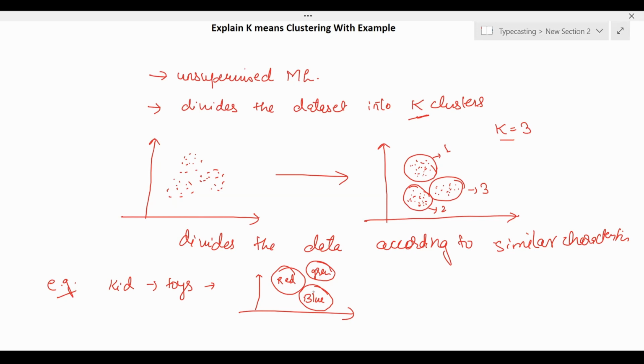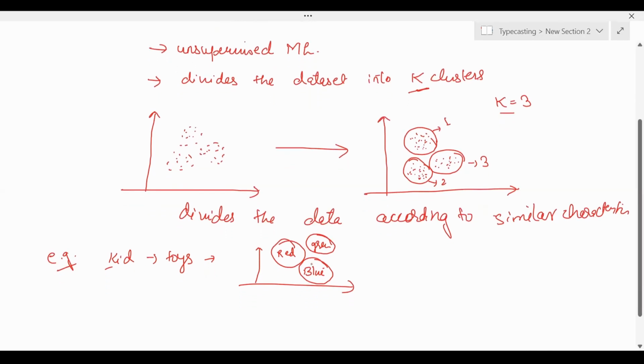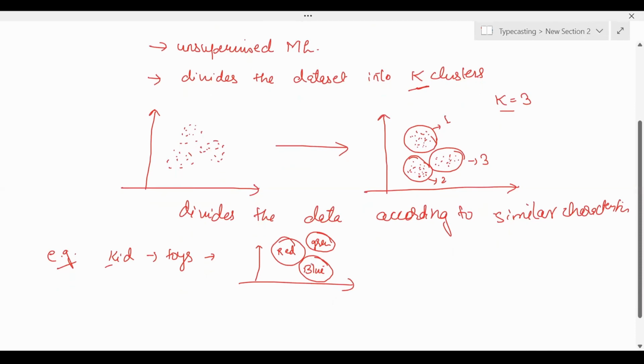Right. So like this, the red cluster has all similar characteristics. Which similar characteristic? That all the toys are red in color. And in this one, all the toys are blue in color. So like this, the kid will differentiate between the clusters. This is how K-means clustering works. It basically divides the unlabeled data set into K different clusters in such a way that each data point belongs to only one group, that is with similar properties.